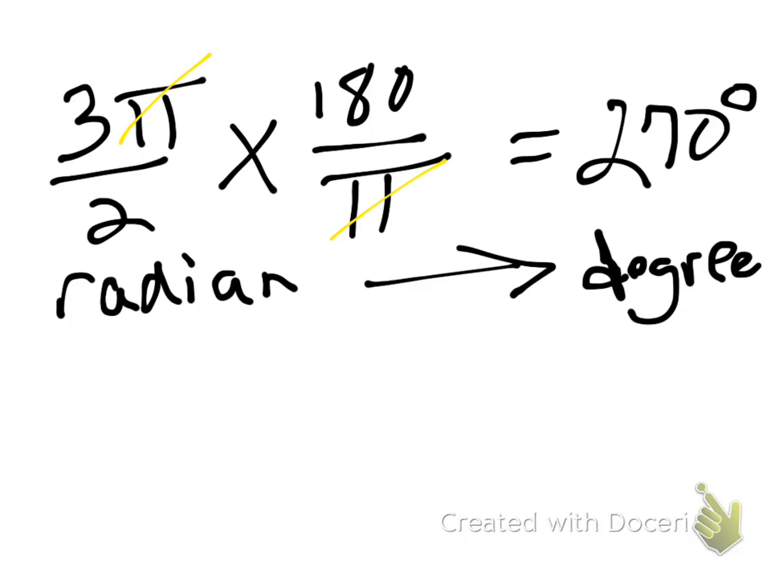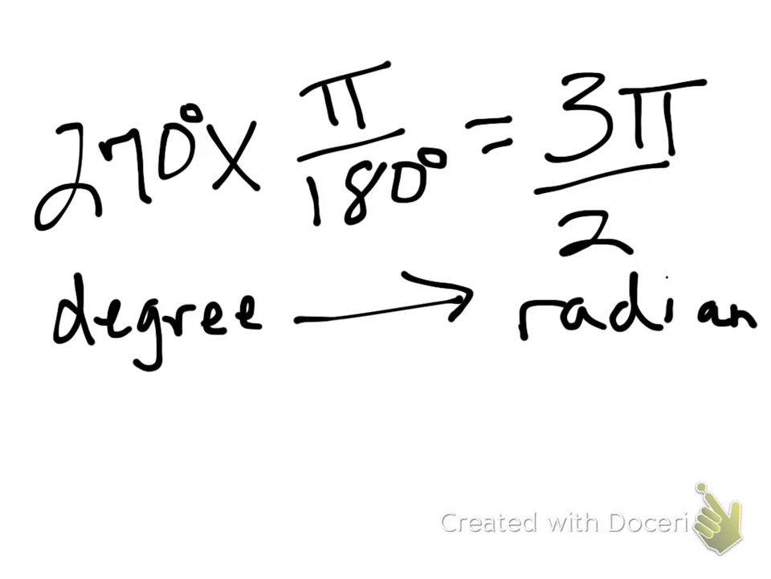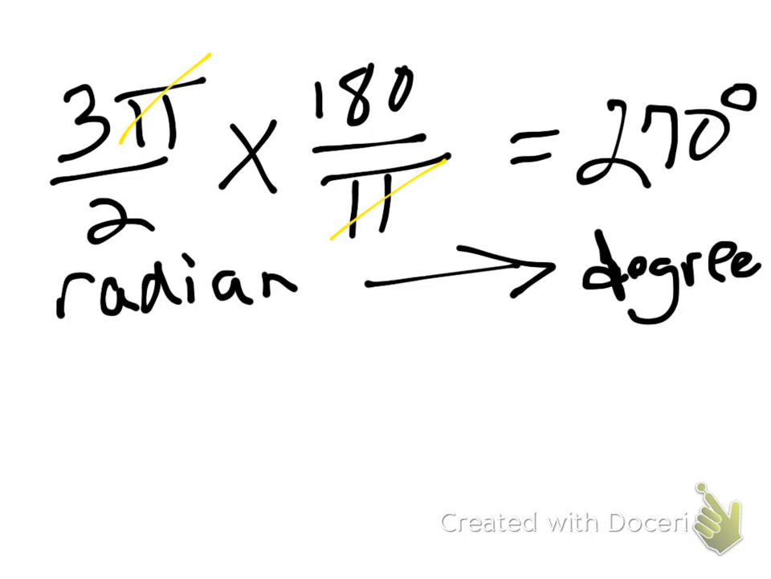So, a way to remember it: here's pi over 180 when we're going from degree to radian. And from radian to degree, the pi is going to be on the bottom because those have to cancel out. So it's going to be 180 over pi. Good luck.